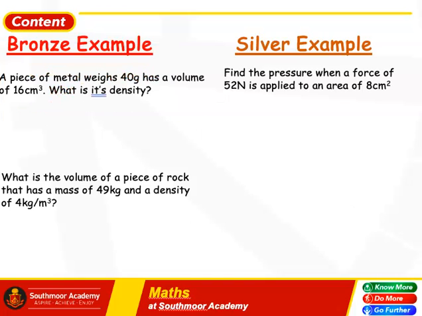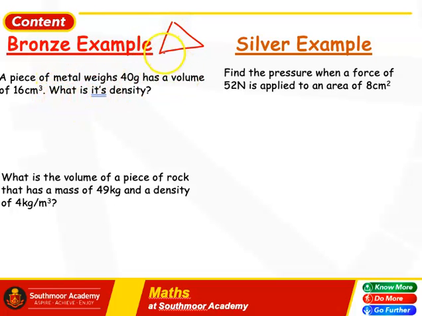On to our examples then. So again, this needs to be copied down into your book. So pause the video. I am going to go through these now. Our bronze example then: a piece of metal weighs 40 grams and has a volume of 16 centimetres cubed. What is its density? So let's start by drawing our triangle.